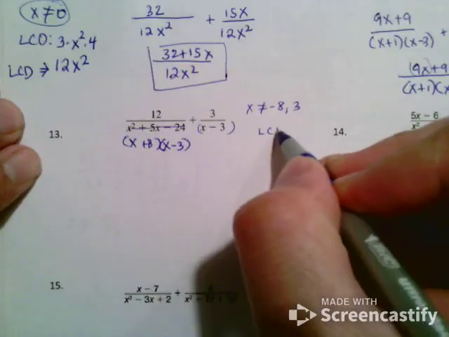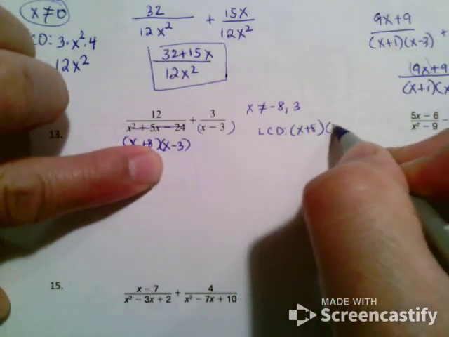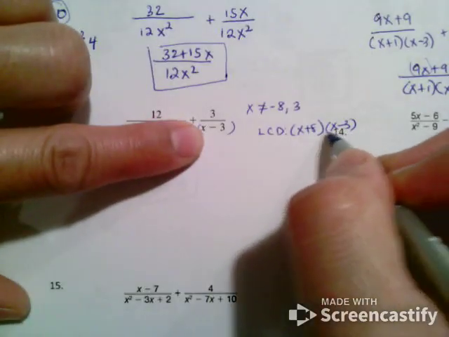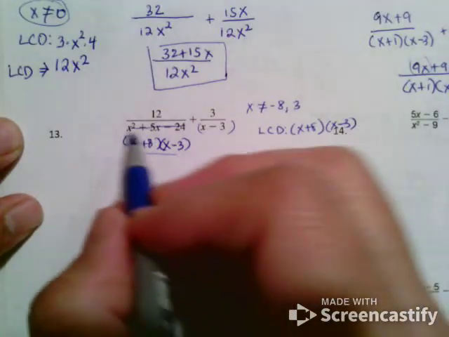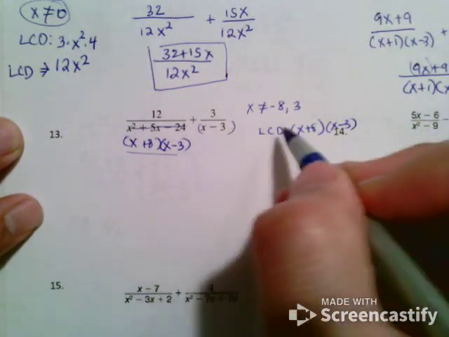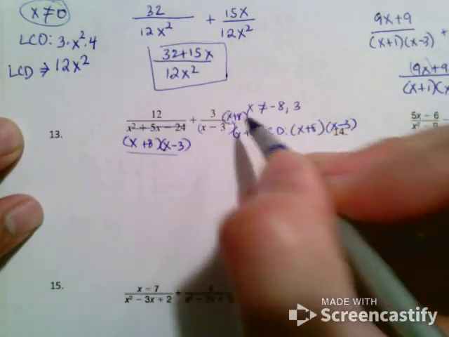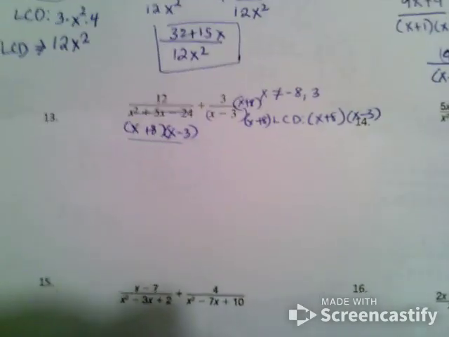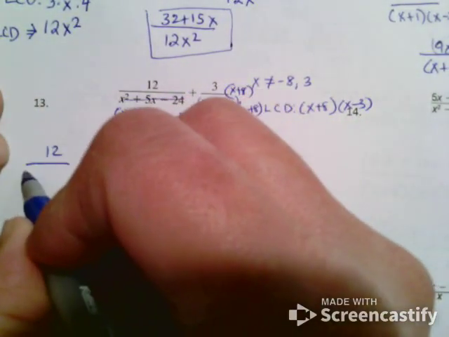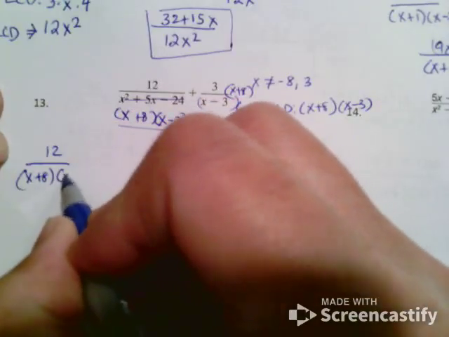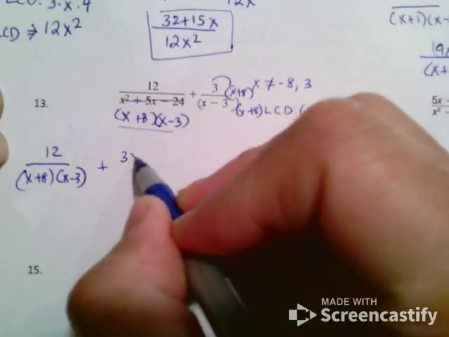Okay, then the LCD is that I need an x plus 8, I need an x minus 3, and then I already have the x minus 3, so that's my LCD. This one has the LCD, so I'm not going to multiply by anything. This one's missing the x plus 8. Okay, so this one's done. I'm just going to keep it like that. And then this one I'll have to multiply it out.